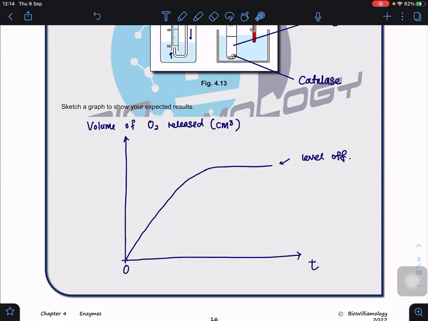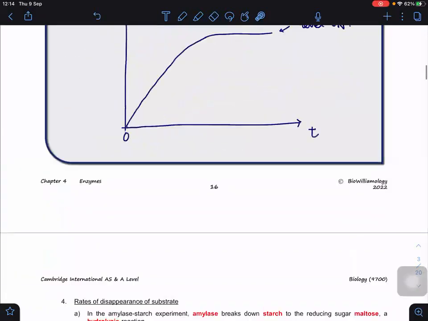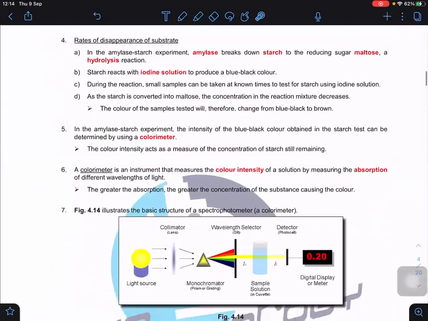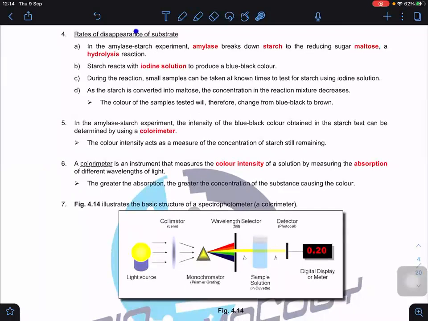We have a lot of reasons why the process stops. Alternatively, we can measure the rate of disappearance of the substrate. In the amylase starch experiment, amylase breaks down the starch to the reducing sugar called maltose. So this is a hydrolysis process. What we can do here is check on the starch using the starch test. Basically, the reagent is iodine solution, not iodine.